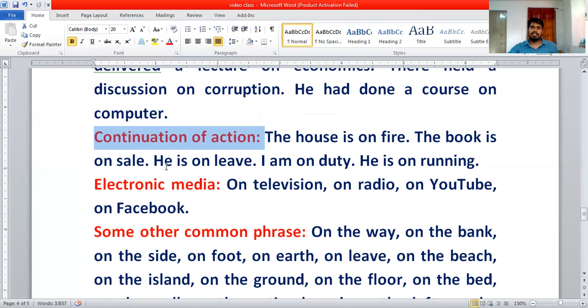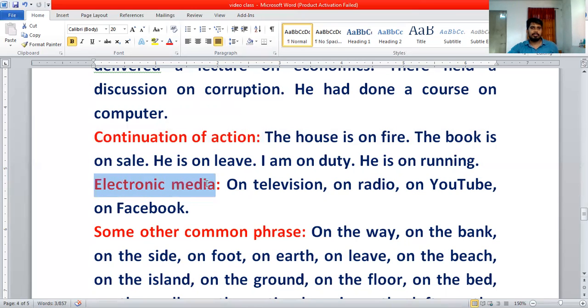The result is on process. On process means the function of the result is going on. The process of the result is going on.